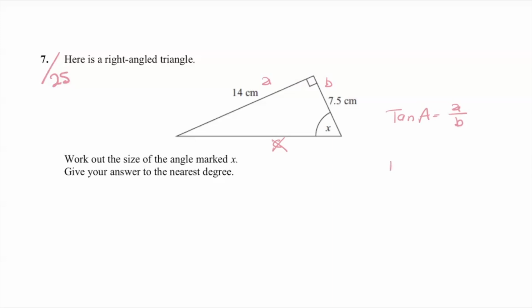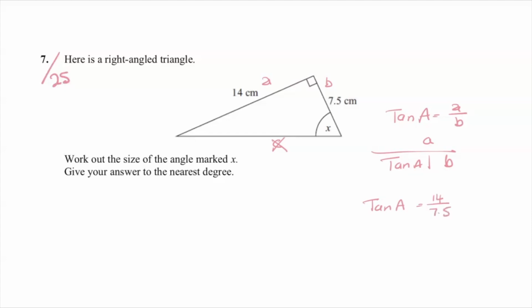And it looks like that on the formula sheet, which works really well with this question. But I would still encourage popping it into the triangle, because if it's a different style question, this can really make a difference and help you see what you need to do. So we've got tan, the capital A is our angle, which we don't know. A is 14, B is 7.5.